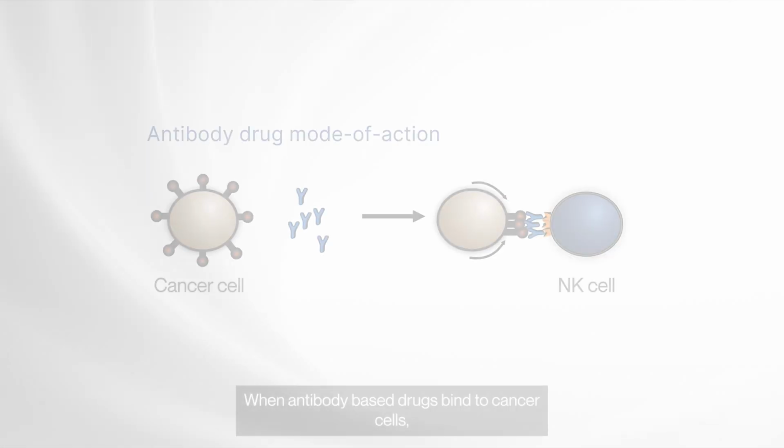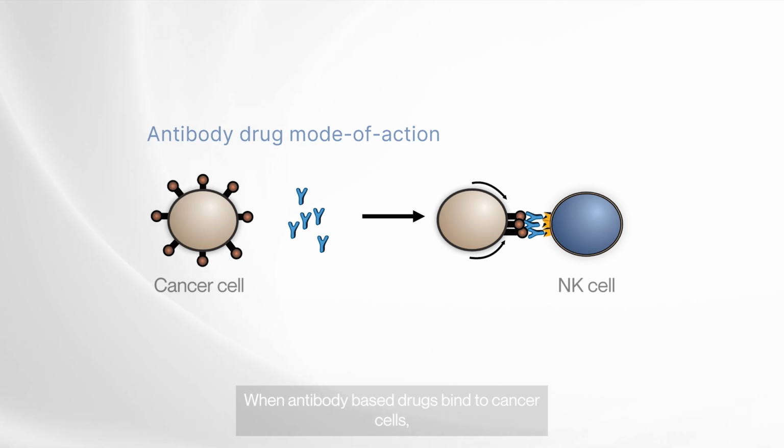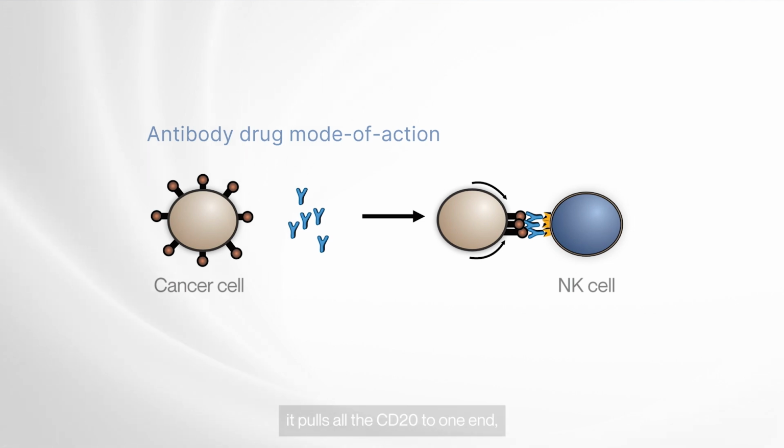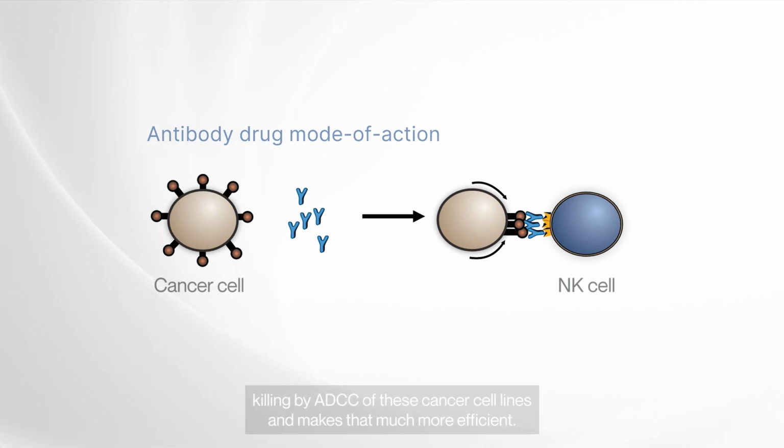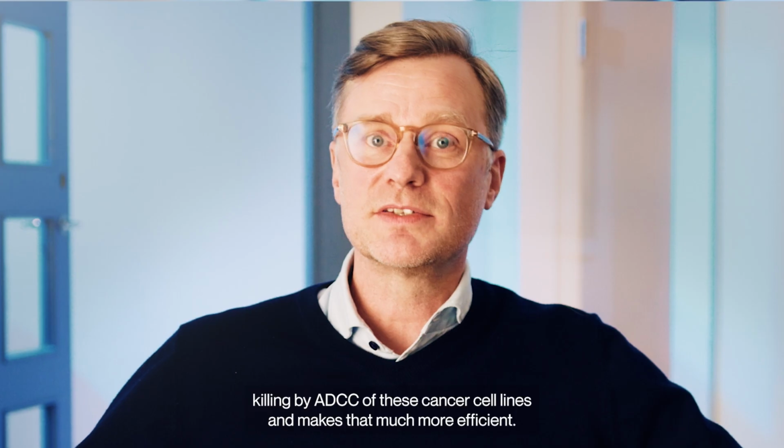When antibody-based drugs bind to cancer cells, there are instances where they reorganize the surface proteins of that cancer cell. So when rituximab, for example, binds CD20 on cancer cells, it pulls all the CD20 to one end, clustering the antibodies, which triggers NK-mediated killing, or ADCC, of these cancer cell lines and makes that much more efficient.